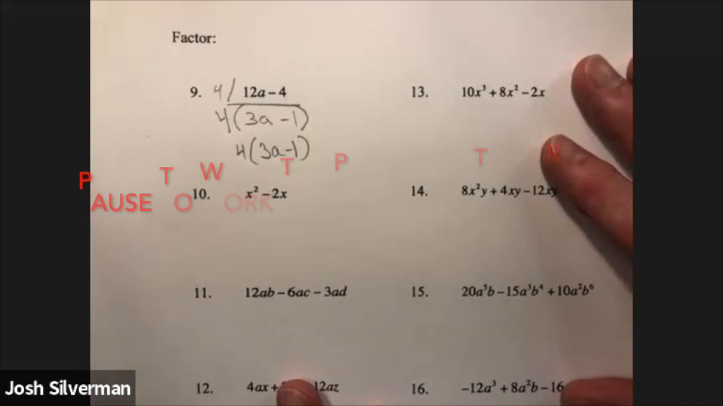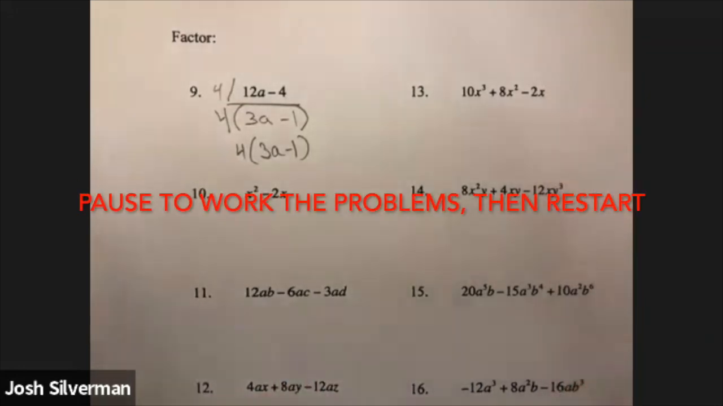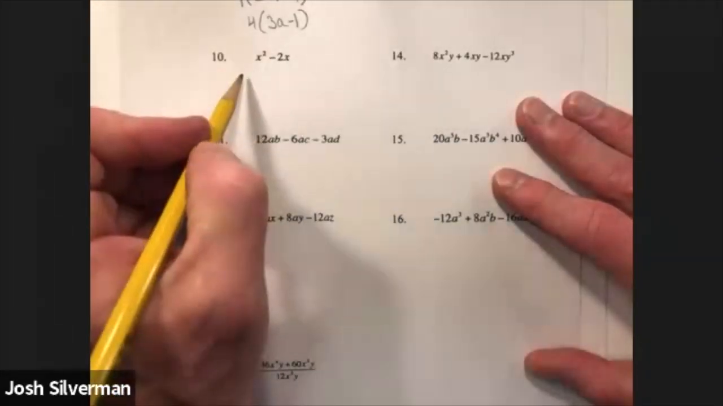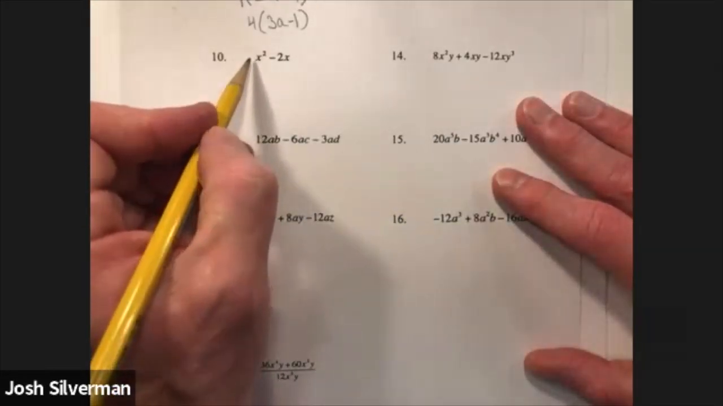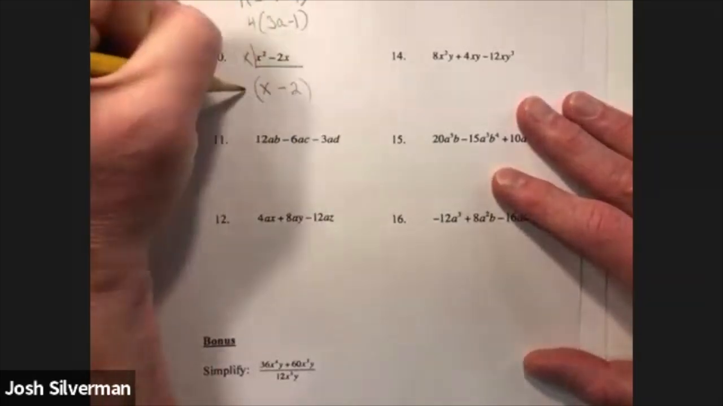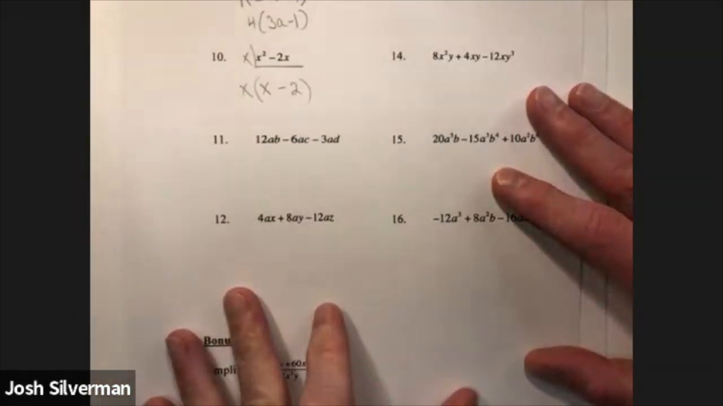Go ahead, take a minute, try the rest of this page. All right. What can we divide both of those by? We can divide both of those by an x. What's left behind? An x, a minus 2, final form, x times x minus 2.